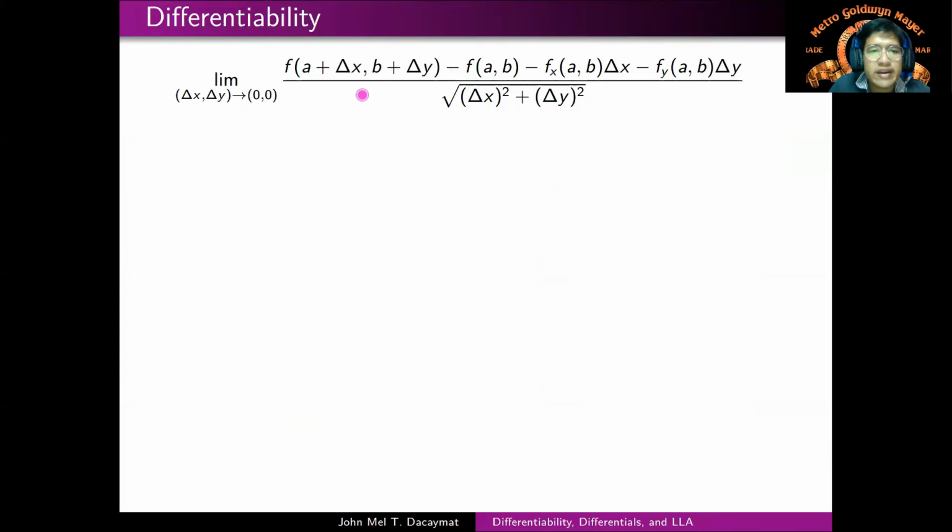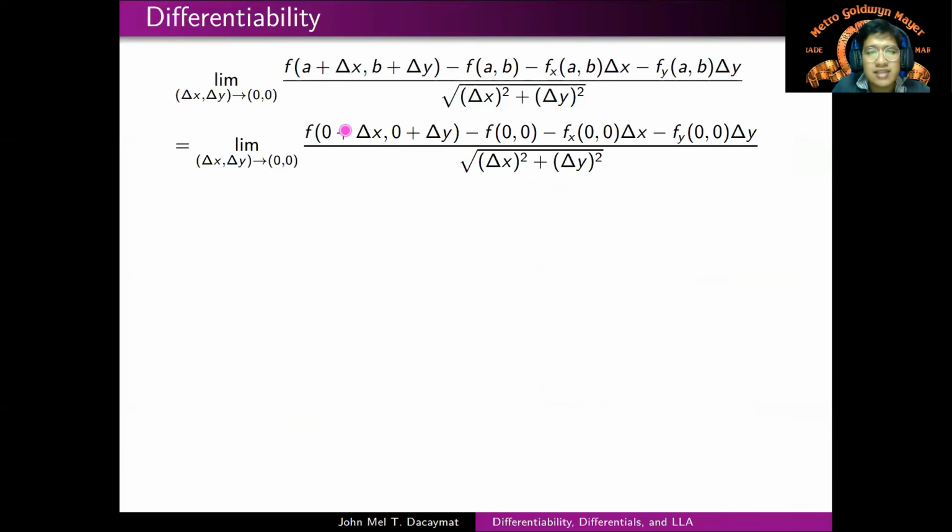Okay, so replace ko lang lahat ng a at b ng 0 because that's what I'm looking for. That's what's given. Game. So if I do that, f of 0 plus delta x, 0 plus delta y is just f of delta x delta y. So again, gamitin ko yung taas na function sa aking piecewise.